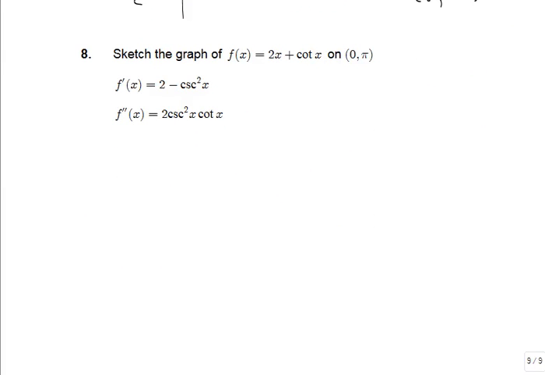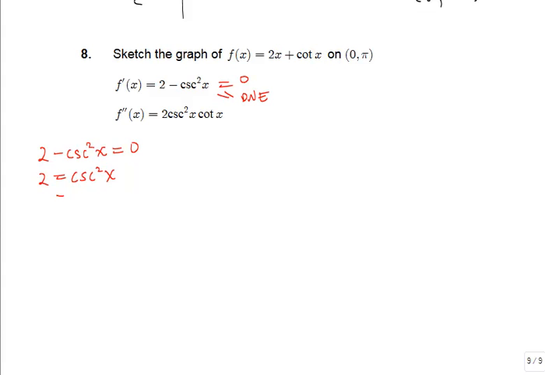Okay, our last example. Sketch the graph of 2x plus cotangent of x on the interval 0 to pi. So we want to find out where our critical numbers are, and again, we've already got our first and second derivatives simplified for us. So let's see if we can find out where this is 0 or undefined. So to find out where it's 0, we could set this equal to 0.